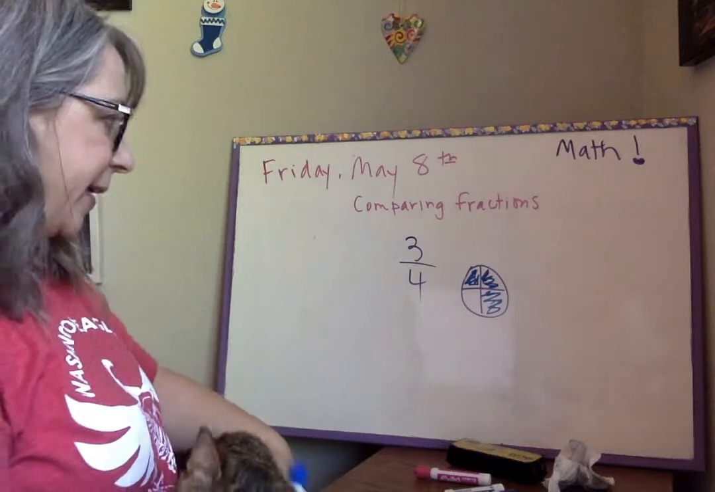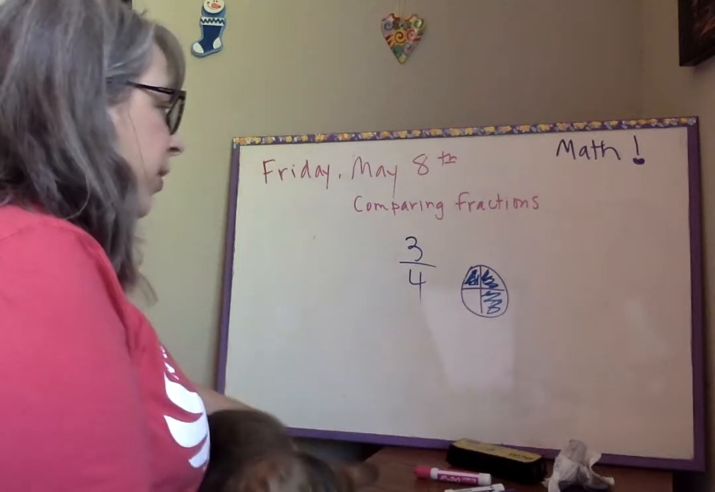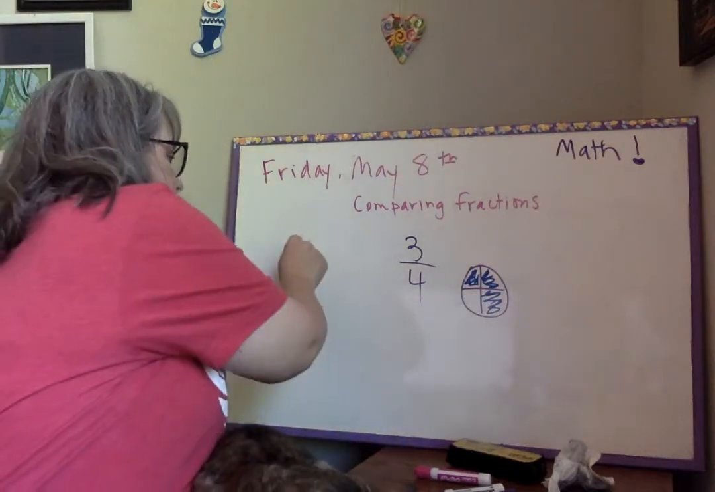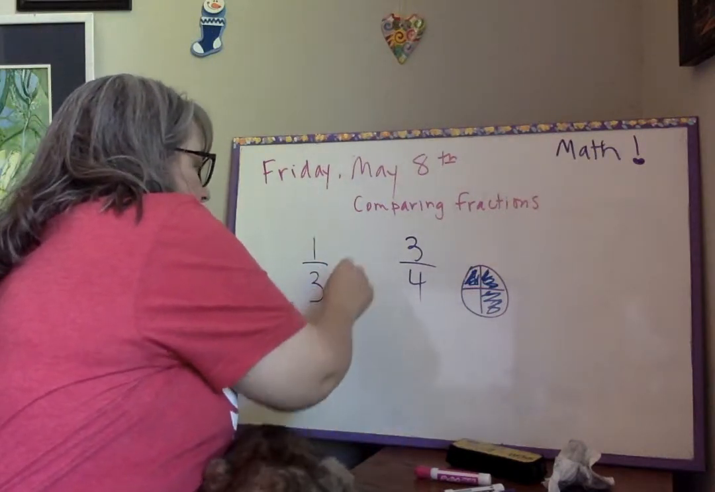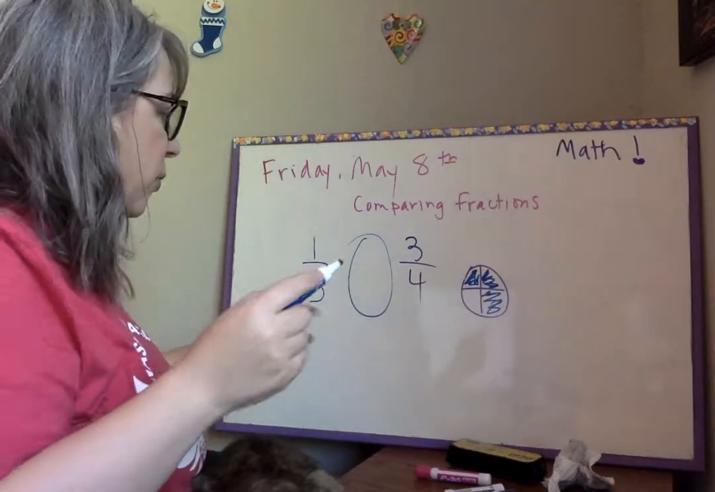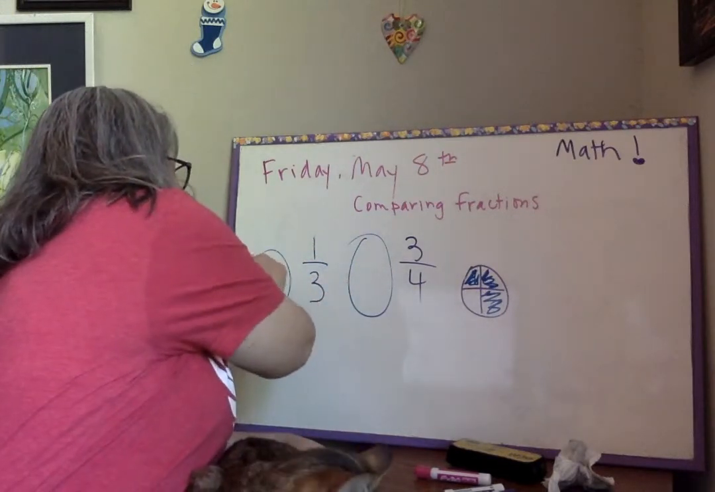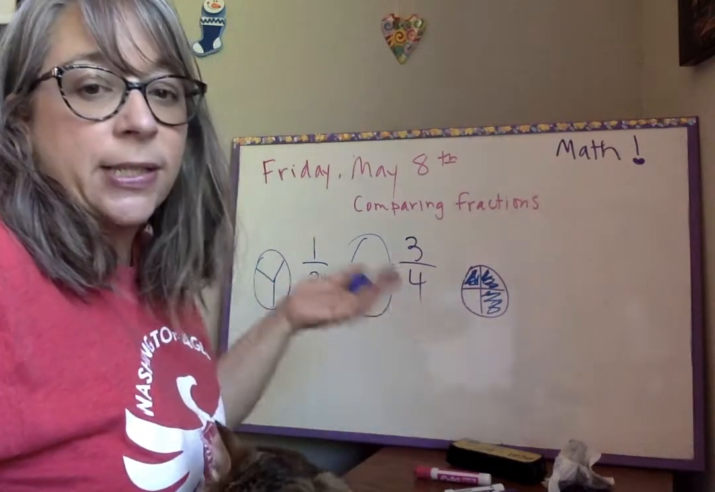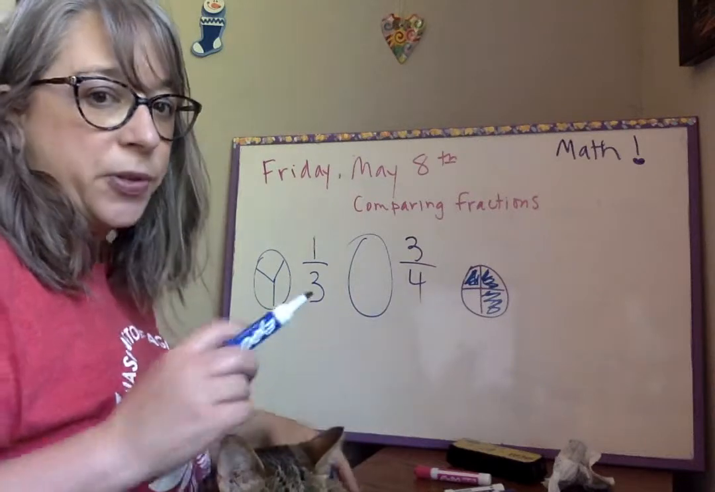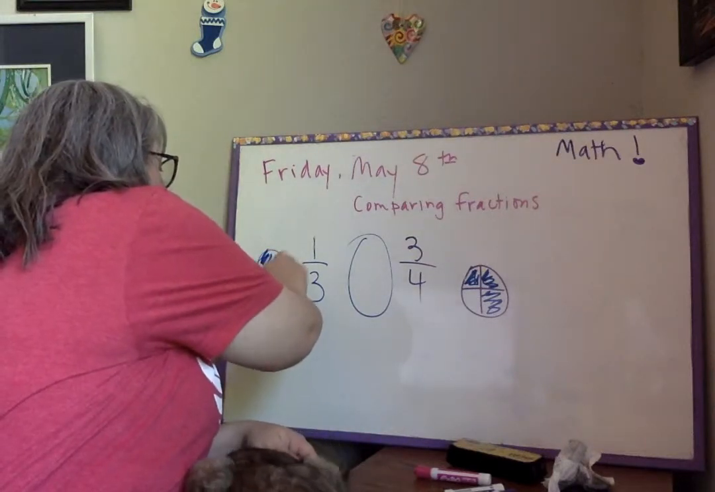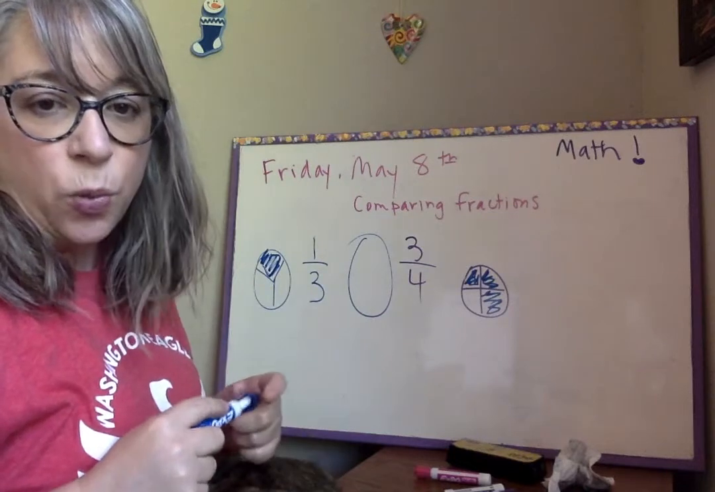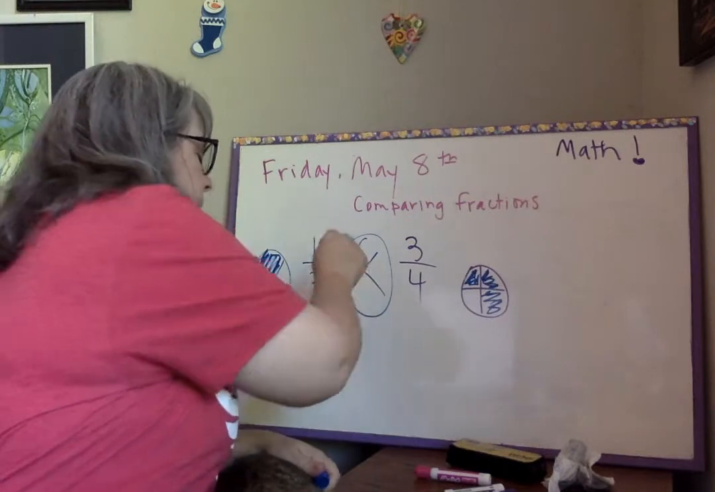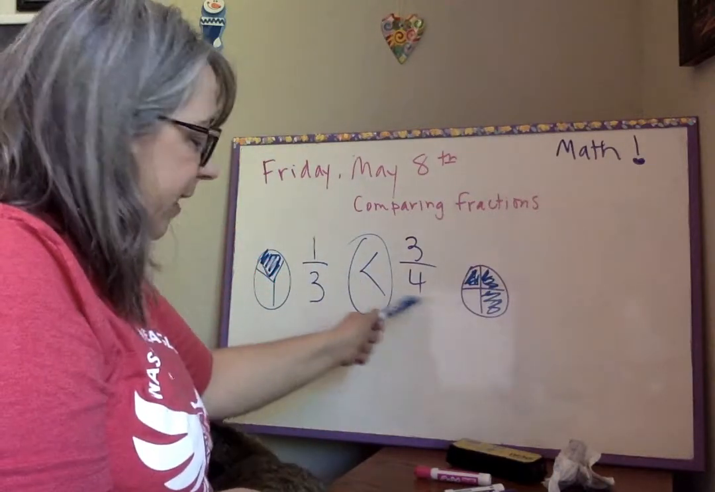So we're just going to jump right into it. We have the fraction 3/4, and we're going to compare it to 1/3. Here's our 1/3, here's our 3/4. If we were to compare this, if you look at this, 3/4 is almost to a whole. And 1/3 is still not quite to one whole. So you're still 2 parts away from one whole. So 1/3 is less than 3/4.